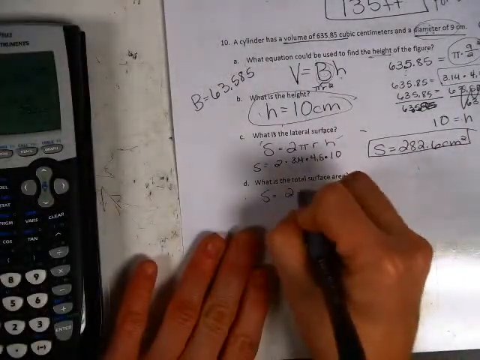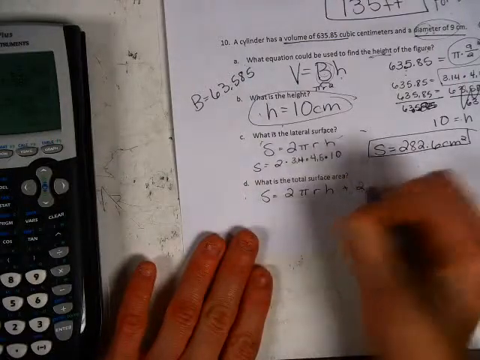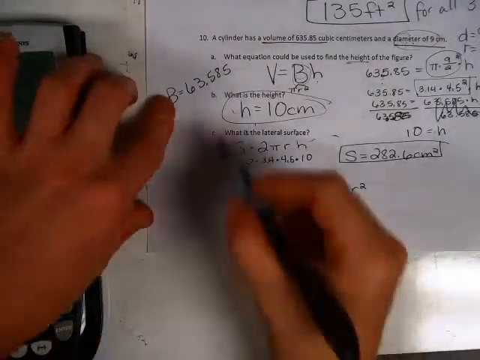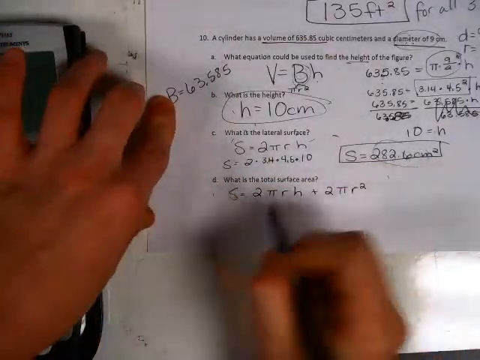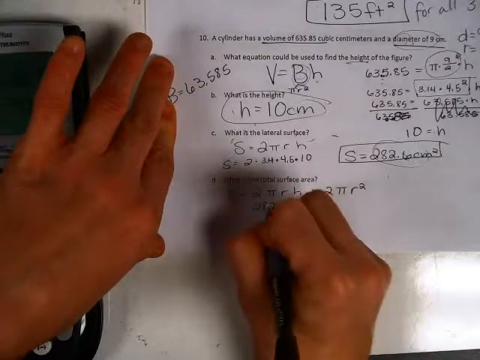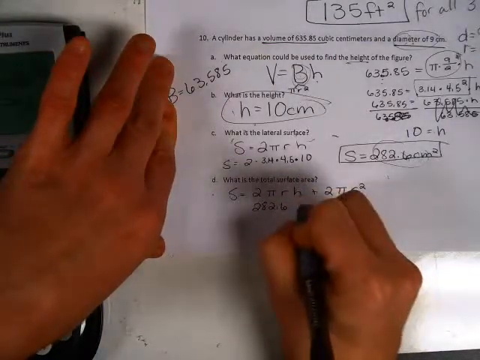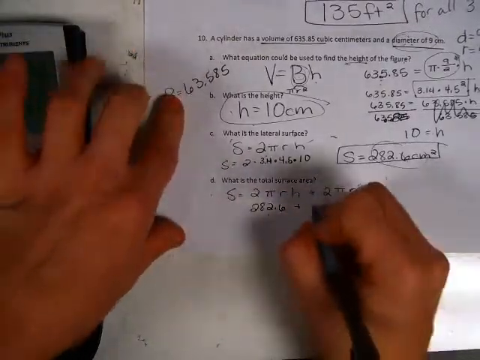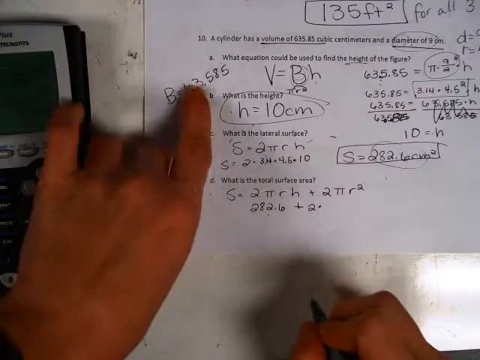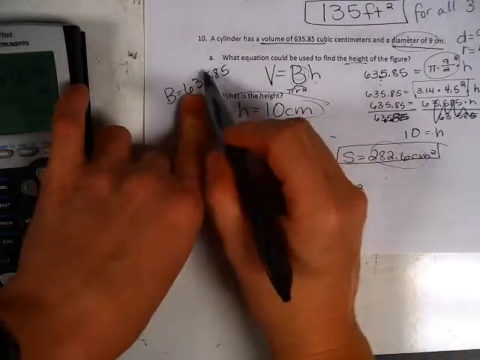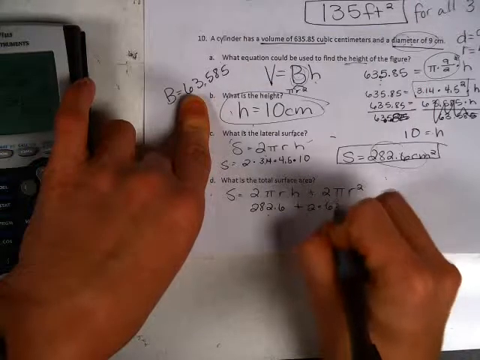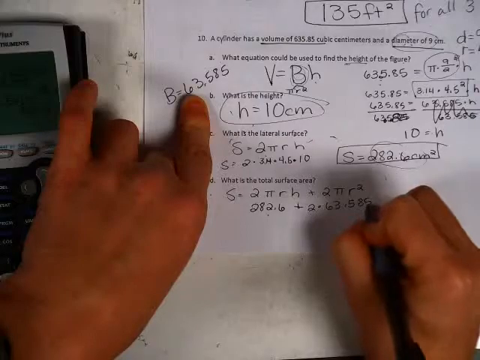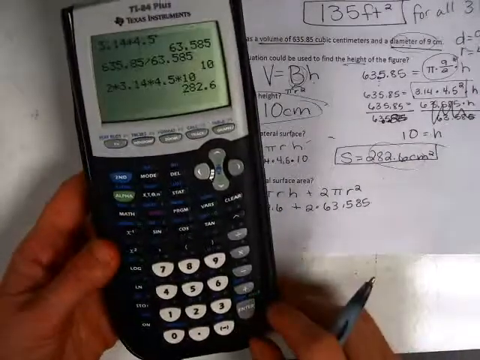The formula is 2 pi r h plus 2 pi r squared. Okay? I'm going to simplify some stuff. We've already found out this. So this is going to be 282.6. Okay, that is already found. We did that earlier. Okay? And I said 2 times, this is the big base, which is how we found that was pi r squared. So this is 63.585. So now we can just simplify that.